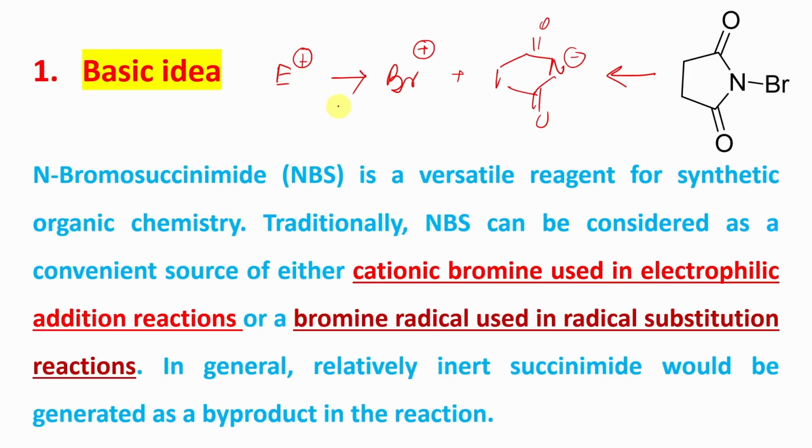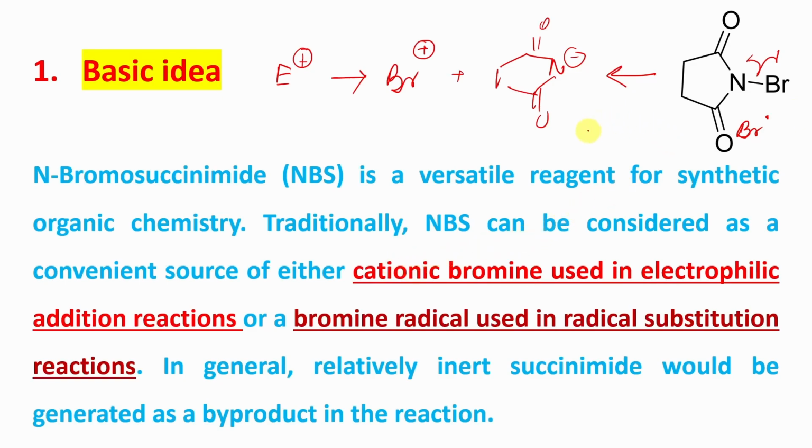And further, if you use radical condition, means heat or radiation, then homolytic cleavage occurs. So this side, this arrow is broken, and the other side is broken, and it produces bromine radical. So it's a source of both cationic bromine and radical bromine. That's why it is so unique in organic chemistry.